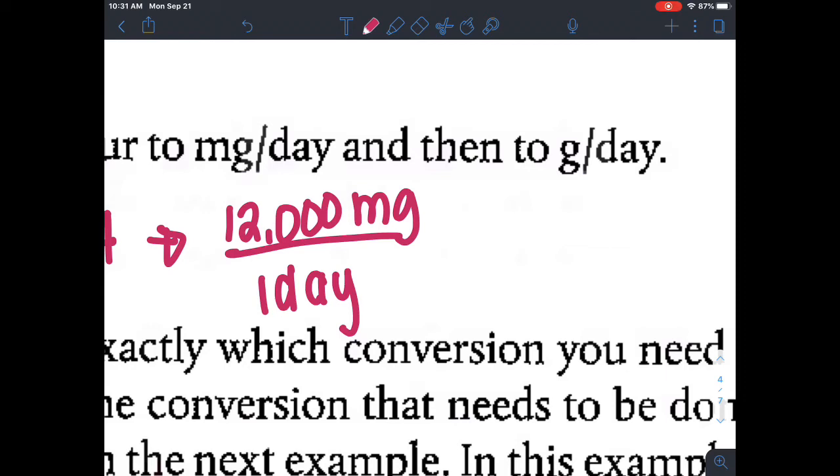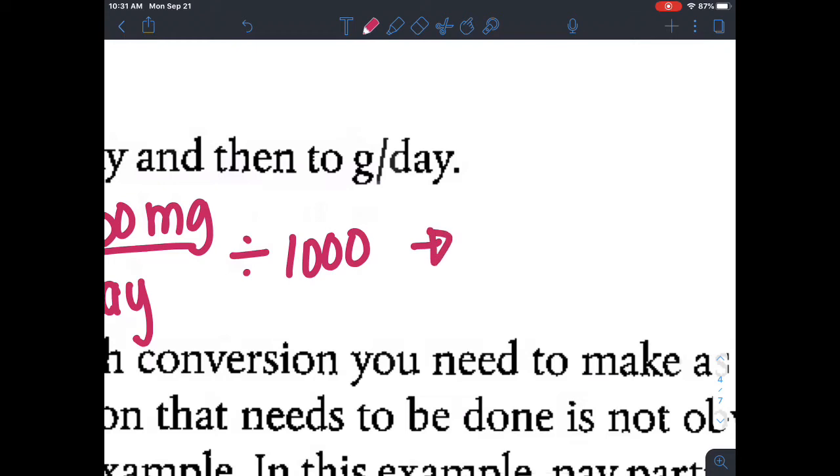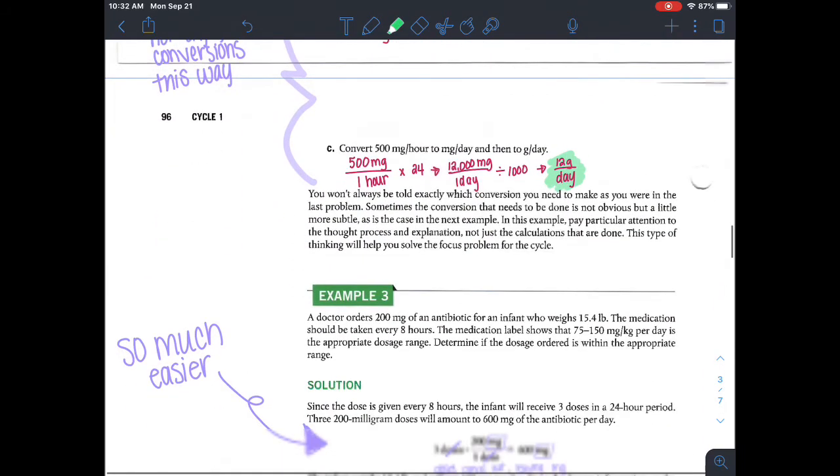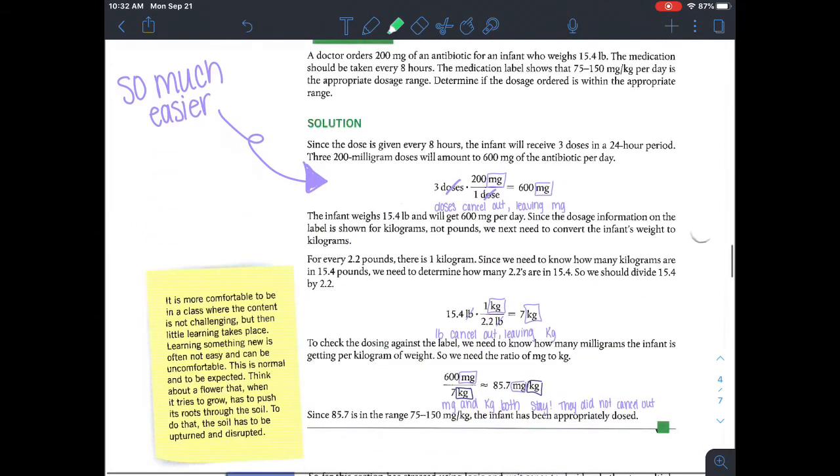And then from milligrams to grams, milligrams is smaller than grams. So we have to divide by 1,000 and we'll get 12 grams per day. Okay, and like I said, these are not my favorite types of conversions to do. I think example number 3 is so much easier. It makes a lot more sense to me.